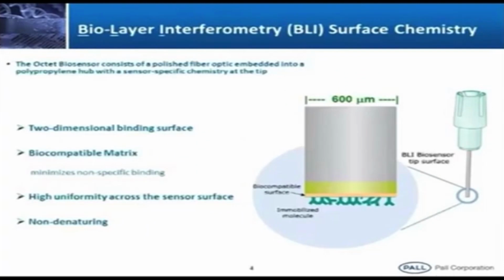If you look at the next diagram, look at the diameter of this. It is just 600 micrometer, a two-dimensional binding surface, when we immobilize protein onto a solid support. The biocompatible matrix is inert in nature. You can use any kind of buffer system, and from pH 1.5 to pH 9 we can easily work. Most of these biomolecular interactions we work at physiological pH.